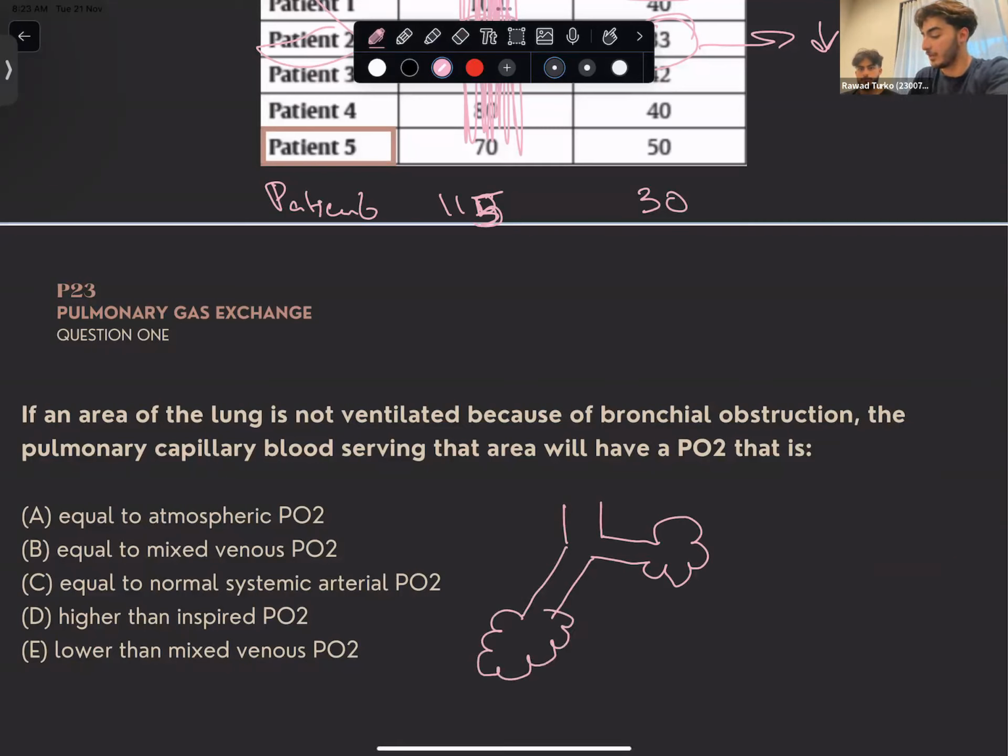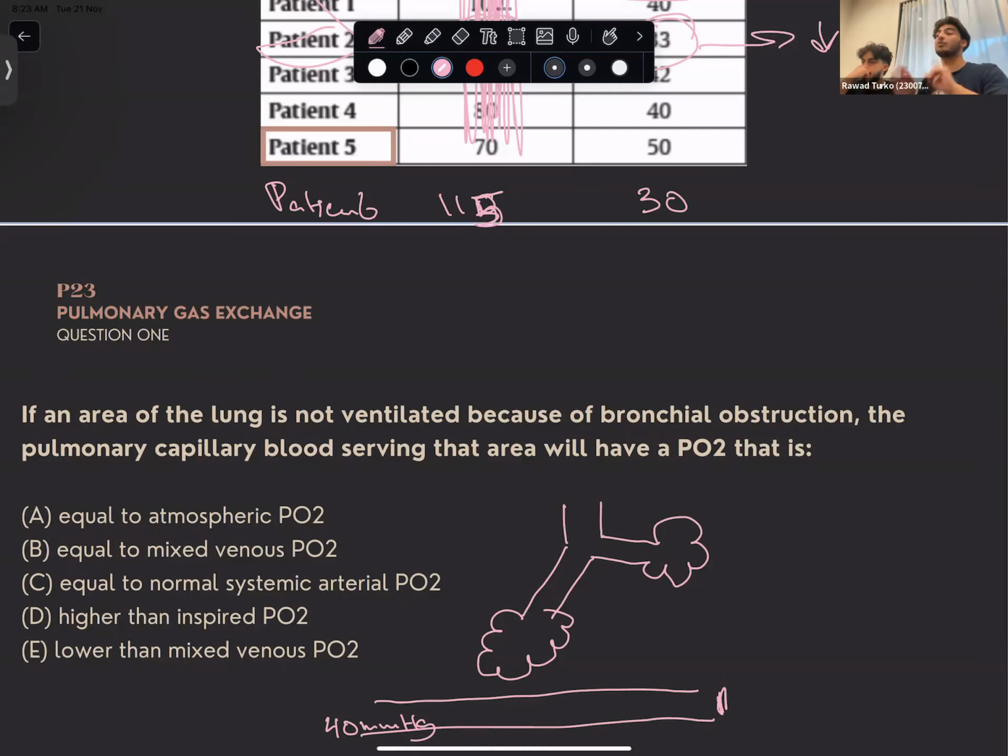Okay, and then we have this capillary. So this is alveoli, and this is a capillary. Here you have 40, because this is 40 millimeters mercury, because that's how much your mixed venous blood averages. That's how much the oxygen pressure is in your mixed venous blood normally. This is at the beginning of the capillary.